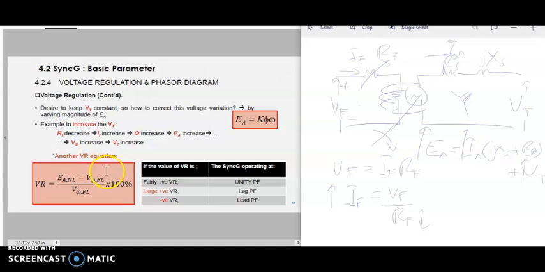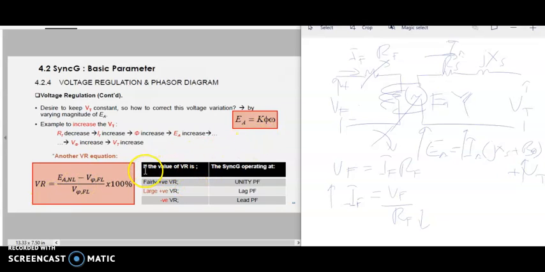In another VR equation, other than measuring the no load voltage at the terminal, some books or references use the internal generated voltage EA as the reference no load value. So some use EA at no load minus V phase at full load, and some use VT itself at no load. All can be used.